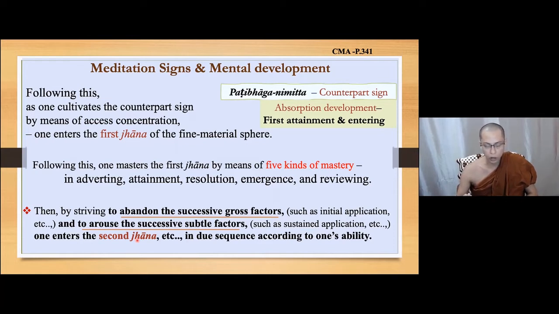For the attainment of third jhana, he strives to abandon the sustained application. Sustained application becomes the gross fetter compared to the piti, sukha, etc. Then he is successful in abandoning the jhana fetter of sustained application. At that time, he attains the third jhana. In this way, in due sequence, first, second, third, etc., it continues to the attainment of the 5th jhana. That is how the attainment of jhana happens at the absorption development level.